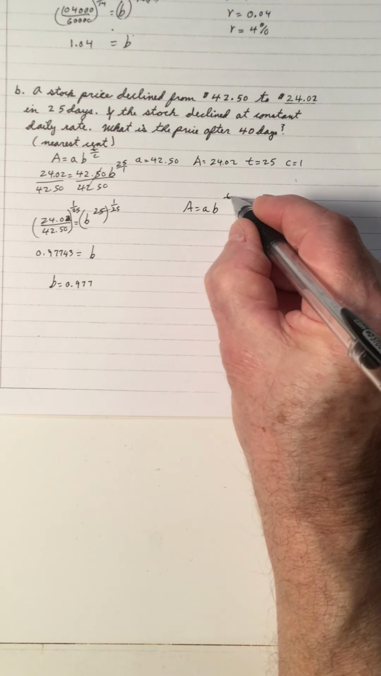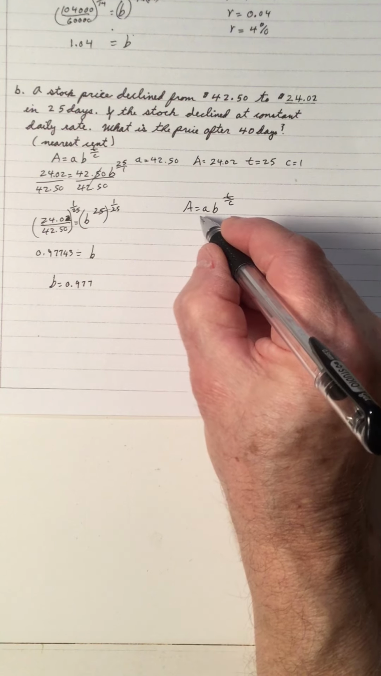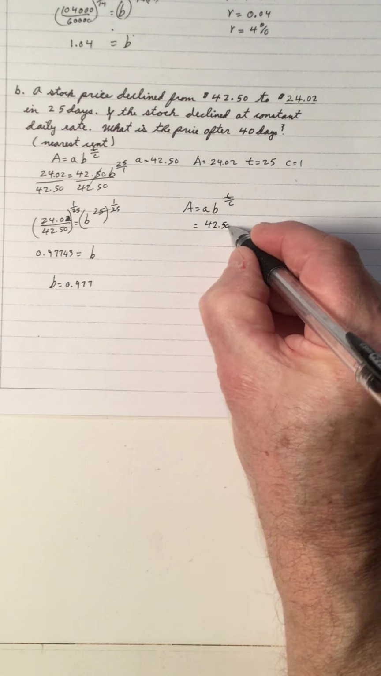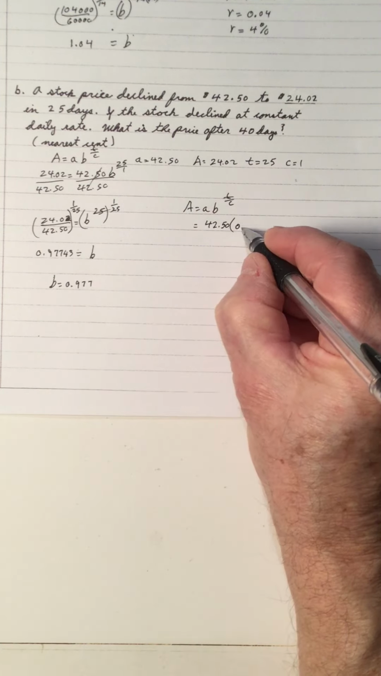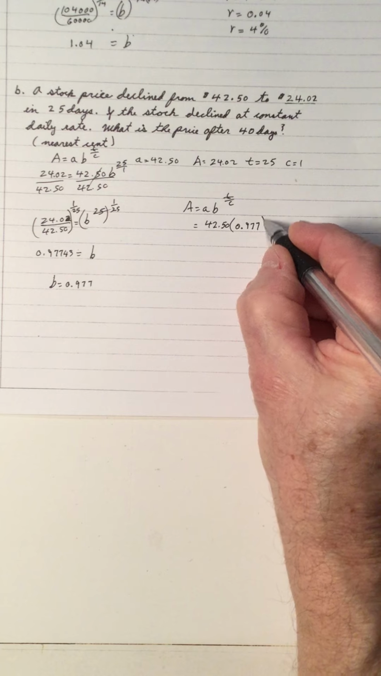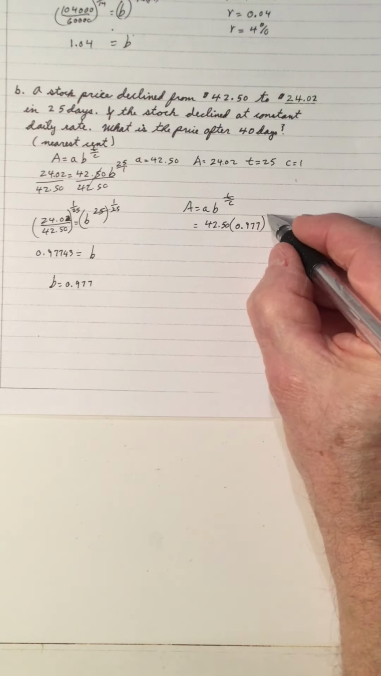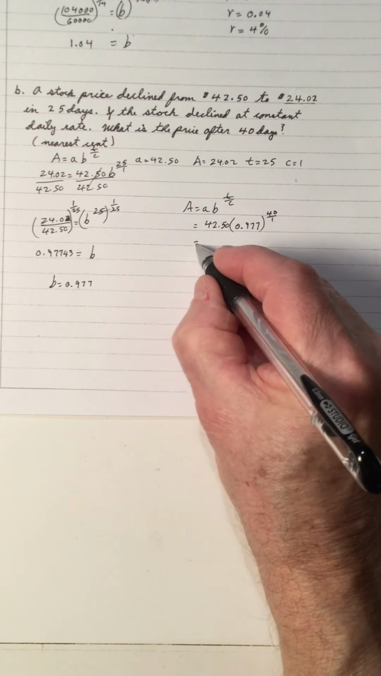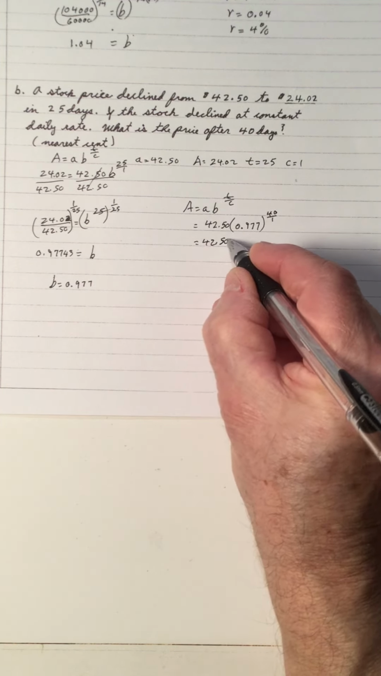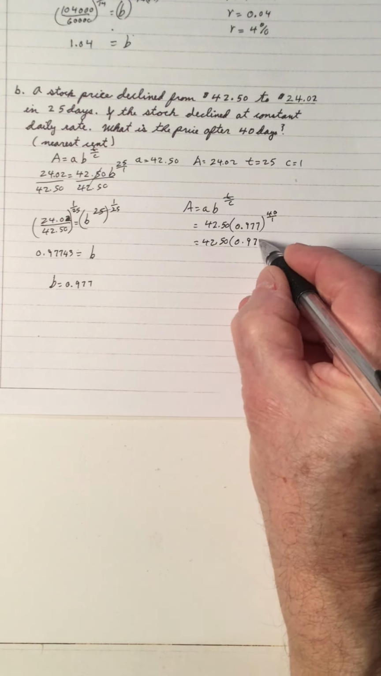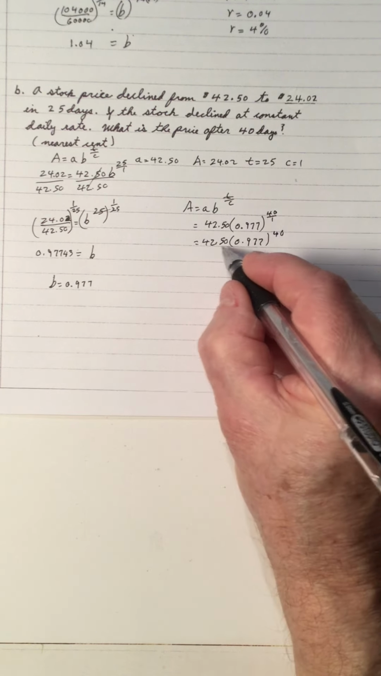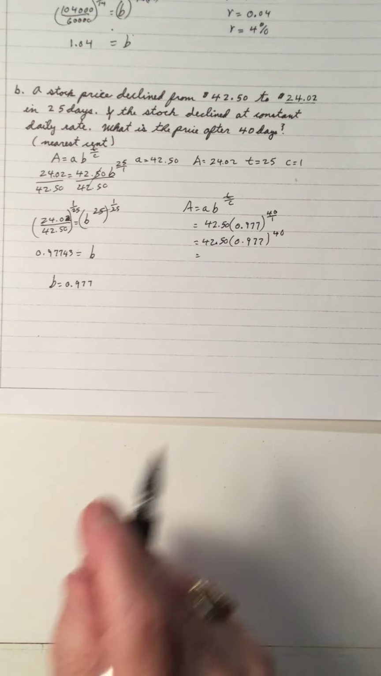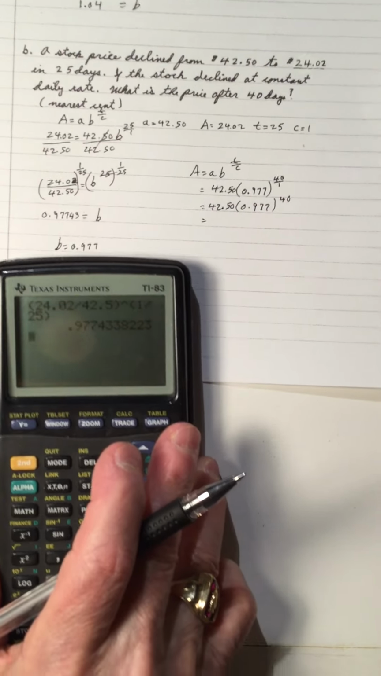So this is t over c. So if we started with 42.50, now the base is 0.977, and we raise it to 40 days, and how much each day. So it's 42.50 times 0.977 to the 40. So if you enter that in your calculator, well, let's put it in and see what we're going to get.